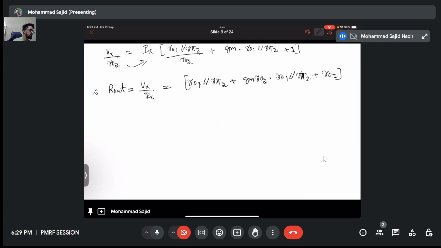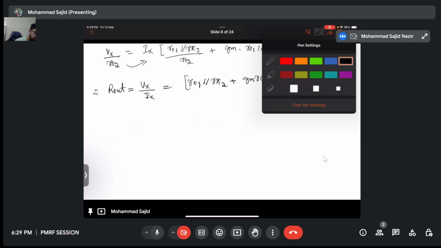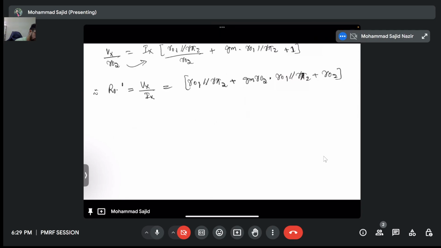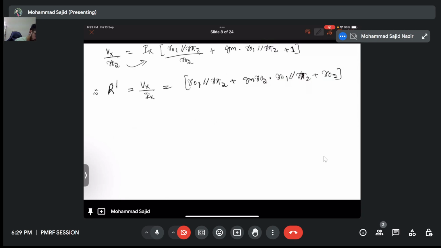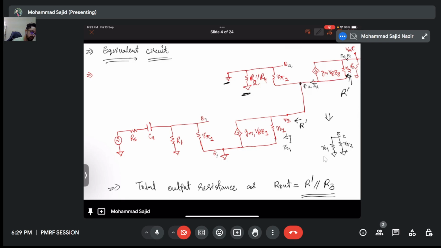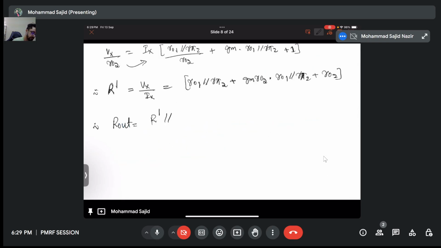So this is not the total Rout, so we just denoted it as R dash earlier. So Rout will be this R dash multiplied by, from the circuit, this is R3. So this is the total output.